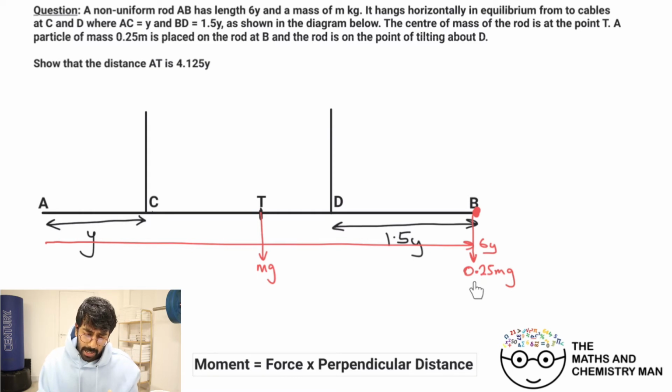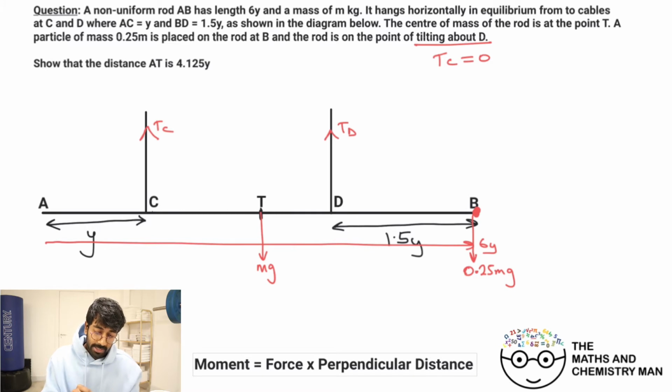Okay. And the rod is on the point of tilting about D. Okay, cool. So remember, if it's tilting about D, what does it mean about the tension in C? It means that that is equal to 0. So now that we've said that, let's add our tensions in. Tensions at C, tensions at D. That's what we've got over there. And now what we need to show is that the distance A to T is 4.125y. Okay, so A to T, that's that distance there from A all the way to T. So that one there is what we've got to show.